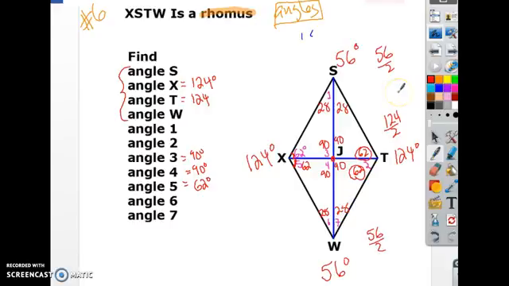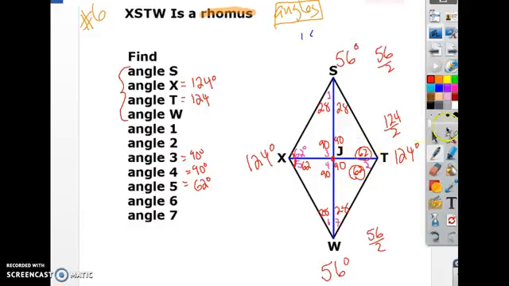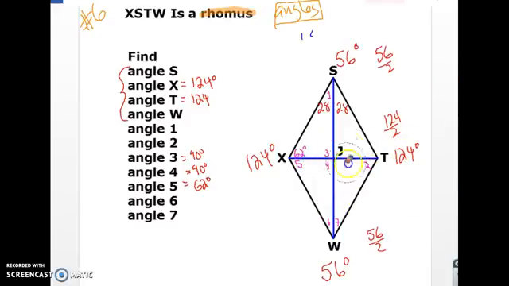Again, we see a pattern. At the intersection of each one of these diagonals is the same. Same thing at the opposite angles. Same thing with angle X, same thing as angle T. So let's fill in our answers. I know it's a little cluttered in here, so I'll do my best to clean it up and get our answers really easy for us to follow.